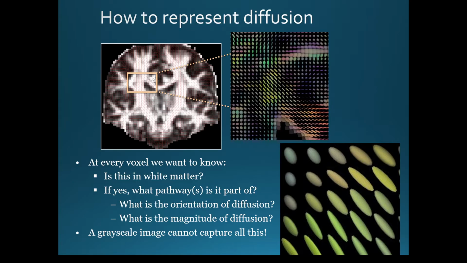But every voxel, going back to diffusion, we want to know, is this white matter, is this gray matter, is this cerebrospinal fluid? If it is white matter, what pathway is it part of? So what's the orientation of diffusion? What's the magnitude of diffusion? So where is the water going? How quickly is it going in a given time? And a grayscale image really can't capture all of that. So we get images like this where we can understand the dispersion of diffusion.